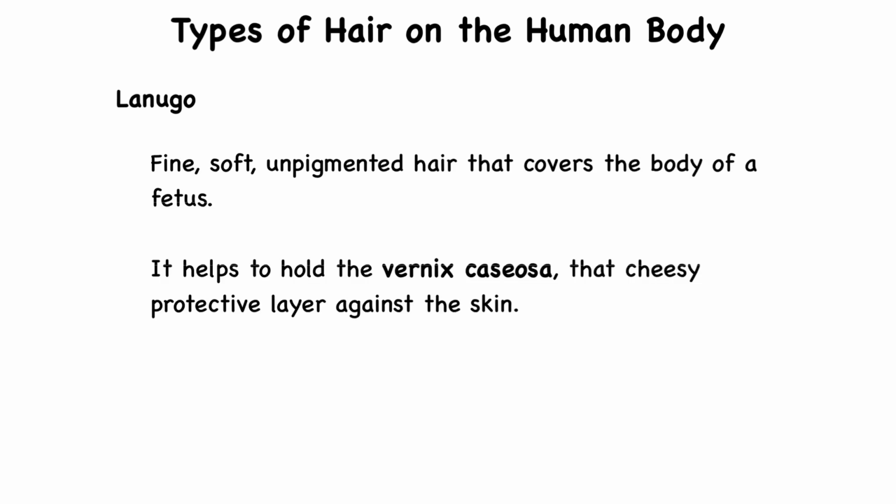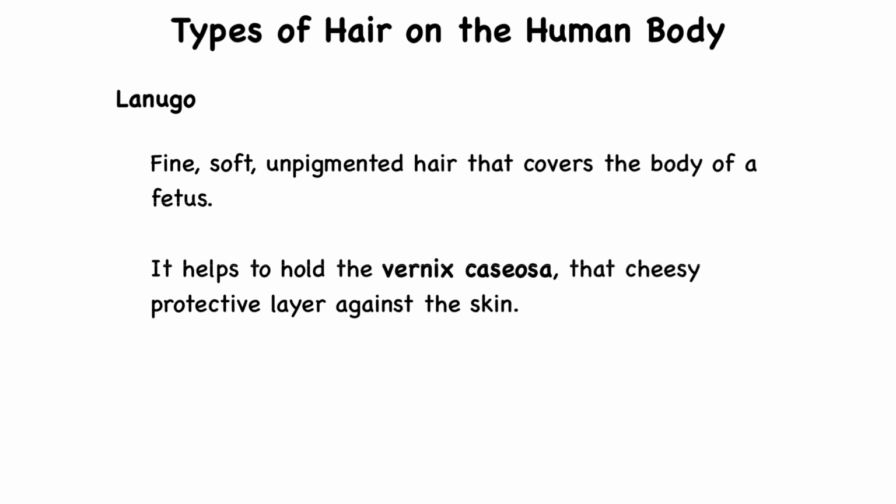Humans actually grow 3 distinct types of hair during their lifetime: lanugo, vellus, and terminal hairs. These differ in texture, size, and function. Lanugo is the fine, soft, unpigmented hair that covers the body of a fetus, usually around the 5th month of gestation. It helps to hold the vernix caseosa, that cheesy protective layer, against the skin.